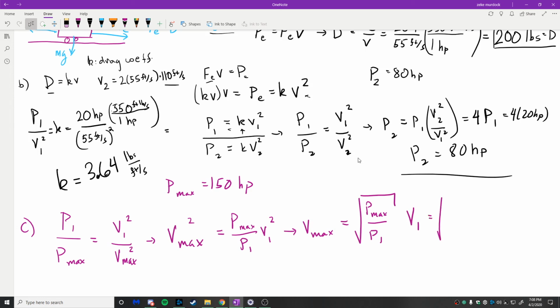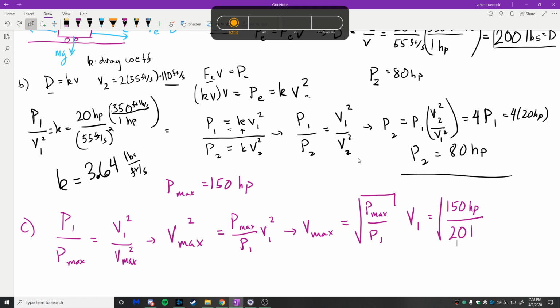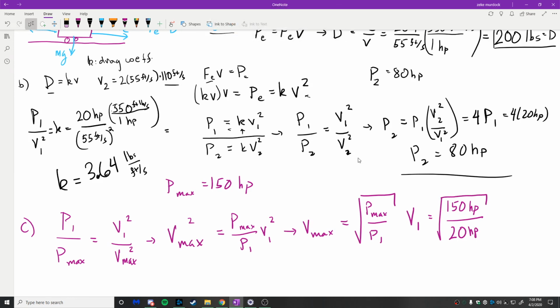So P max is 150 horsepower. P1, we could choose either the answer from part 1 or part 2. We'll use the one for part 1. God, I can't write when it gets this far. 20 HP, and then V1, which was, I think, 55 feet per second. So we get V max is equal to the square root of 150 divided by 20, 2.73 times 55. 151 feet per second. There we go.